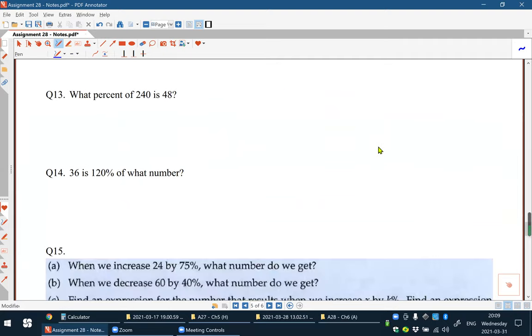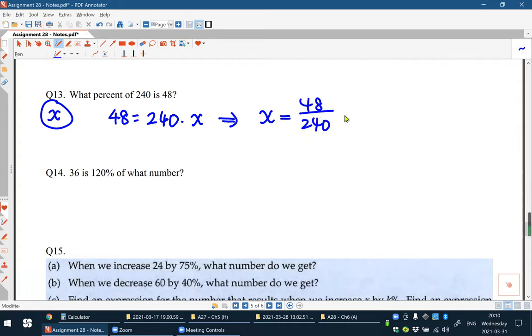No? Okay, next one. What percent of 240 is 48? So suppose the percent is X. And we know that 48 is 240 times X, and we want to find X, right? So this tells us X is 48 over 240, which is 1 over 5, which is 0.2. We need to convert it to percent, right? It can be converted to 20%, right? Okay, any questions?